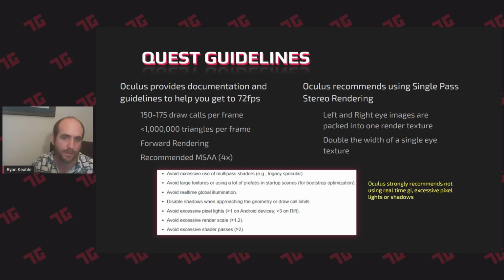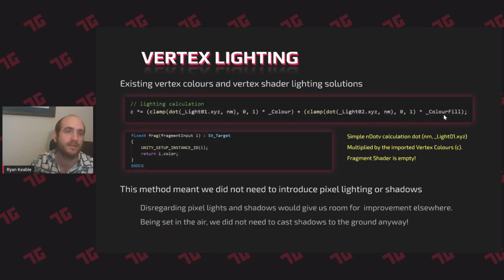And there are a couple of things that we found, and Oculus was strongly recommending not to use any real-time global illumination, excessive pixel lights, or shadows if you can avoid it. And we were like, well, that's great, because we don't use any of them anyway. We had a great pipeline coming from Shooty Mobile where we were already ignoring those elements. And this is basically what we ported across, which is our vertex lighting structure. So all our shapes, all our characters, assets, environment assets, what have you, were all exported from our 3D package with vertex colors rather than textures.